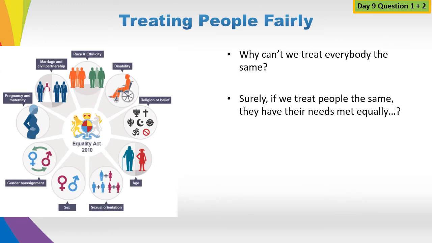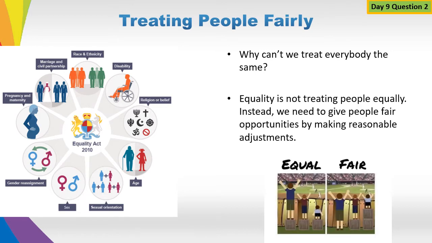So why can't we treat everybody the same? Because surely if we treat everybody the same, they are having their needs met equally. Can we treat all of these people the same, and does that mean they are equal? The short answer to this is no. If we treat everybody the same, we are putting some people at a disadvantage. So equality is not treating people equally. Instead, we need to treat people fairly and give people fair opportunities by making reasonable adjustments.